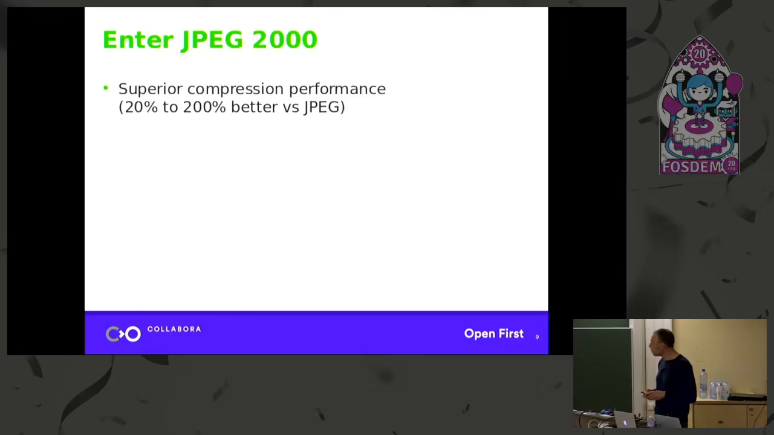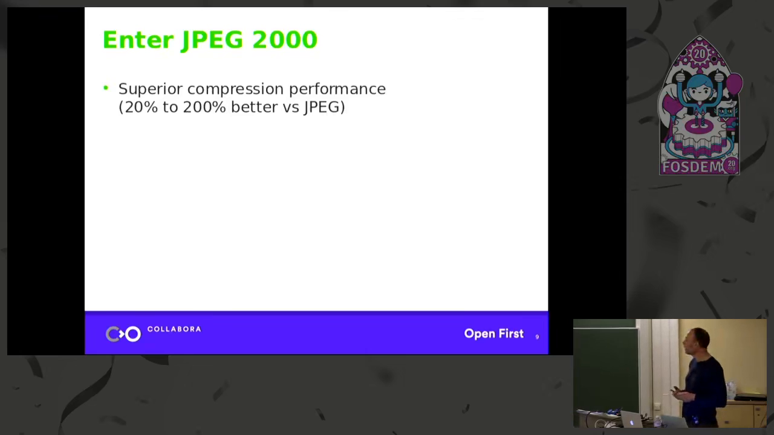And when you introduce a new codec, you definitely want to have better image compression than the original. So that is in fact the case. JPEG 2000 has up to 200% better performance than JPEG, meaning you get smaller images for the same bit rate or same signal-to-noise ratio.